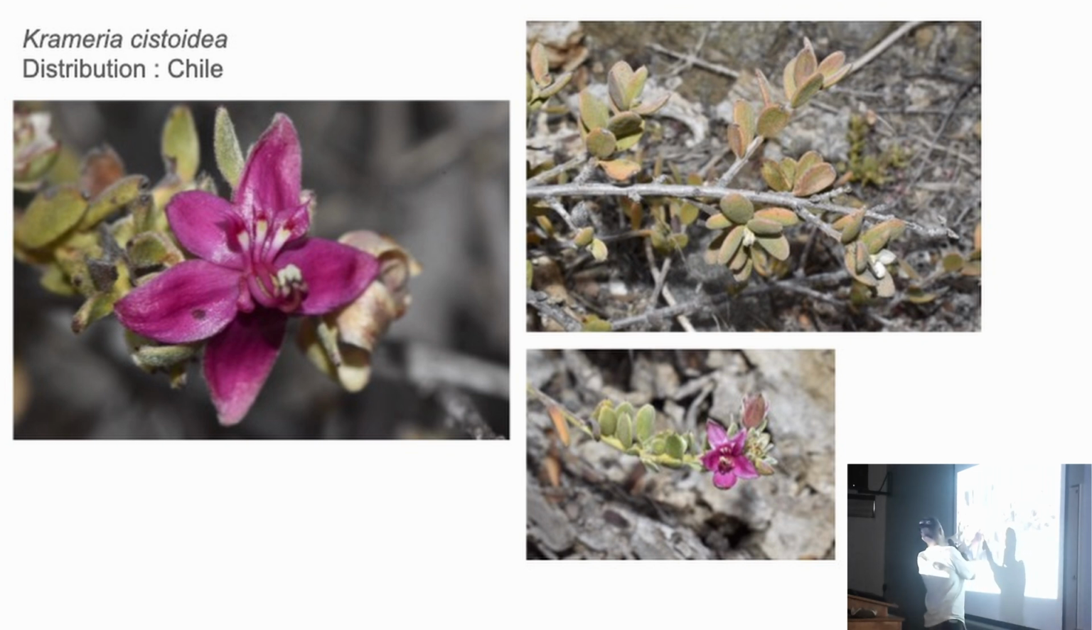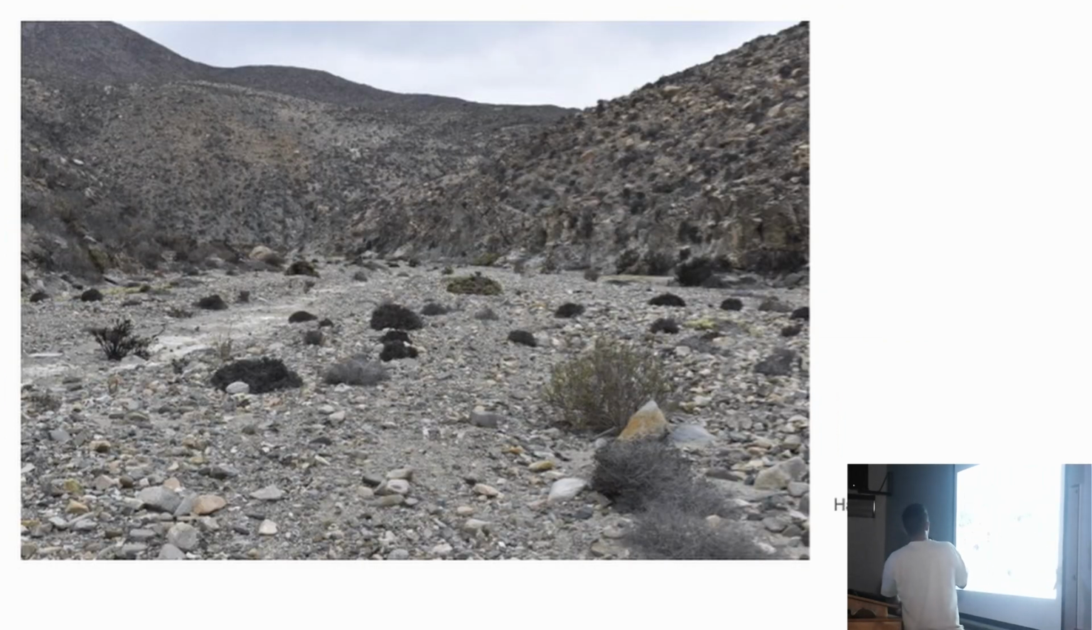Slightly modified structure. You can see there's the stamens with the pollen on them. Here's those same 3 modified petals. But it had succulent foliage, and this is in the Atacama Desert right here. That's the habitat. A lot of really cool plants there.